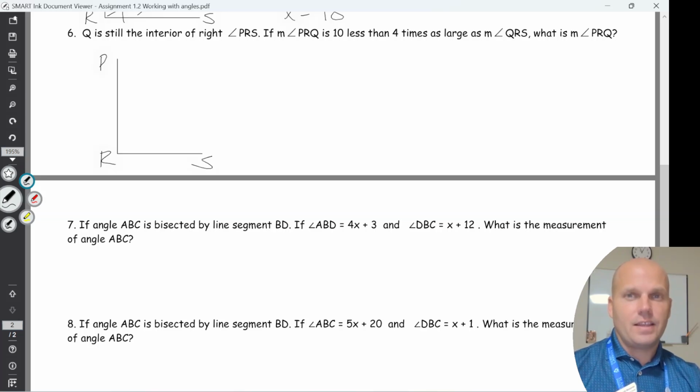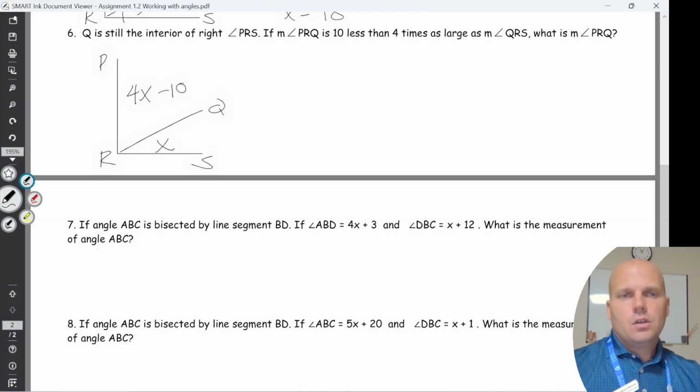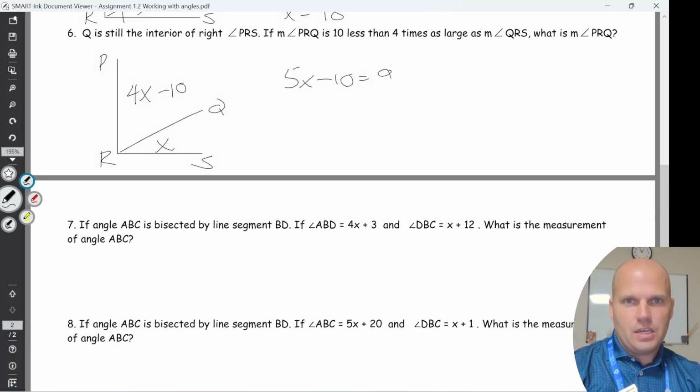If PRQ is 10 less than 4 times as large as QRS, what is PRQ? Okay, I'm going to again label QRS as x. I'm going to say PRQ would be 4x minus 10. And that will give us 5x minus 10 has to equal 90 degrees. 5x equals 100 degrees, and we see x will be 20. Cool.